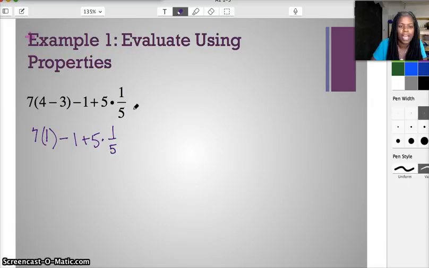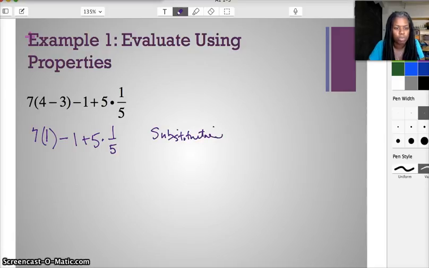So what is the property I use? Well, I replace 4 minus 3 with 1, so I used a bit of substitution. All right, you see how that works? That's the substitution property of equality. This is an equivalent statement, so I can rewrite it in that way.